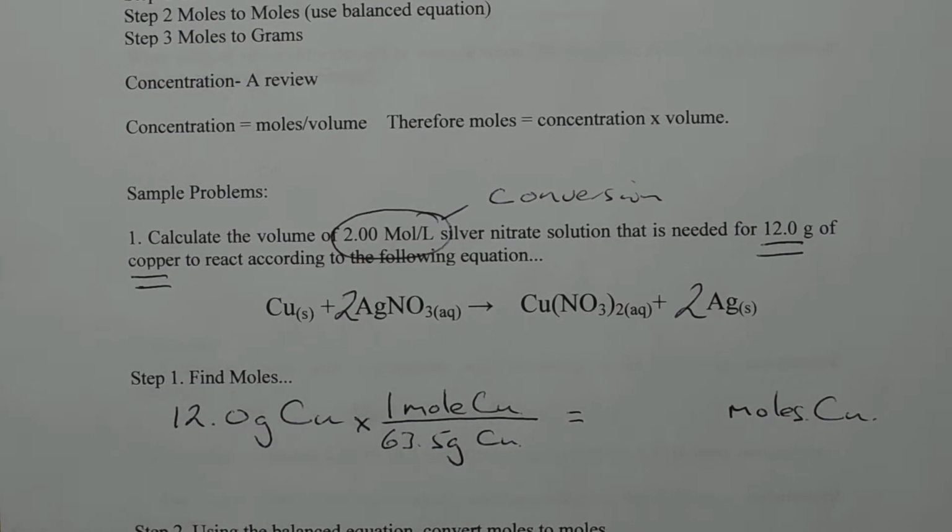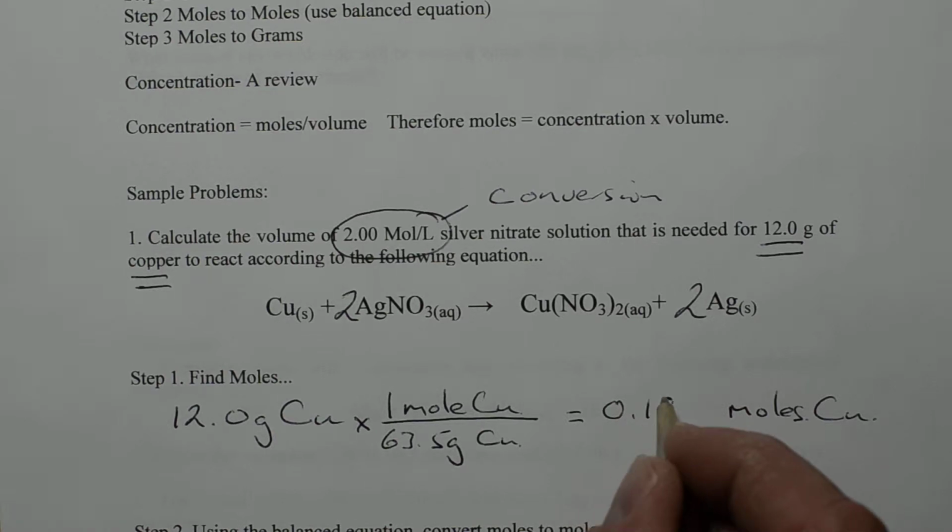Now, without using a calculator, 12 over 63, roughly what's that? Perhaps some of you noticed that 12 over 60 would be the same as 1/5, and it should be roughly 0.2. If we do the calculation, I think you should come out with about 0.189 moles of copper. Okay, so far nothing different. Let's go to step 2. Using the balanced equation, we go moles to moles.